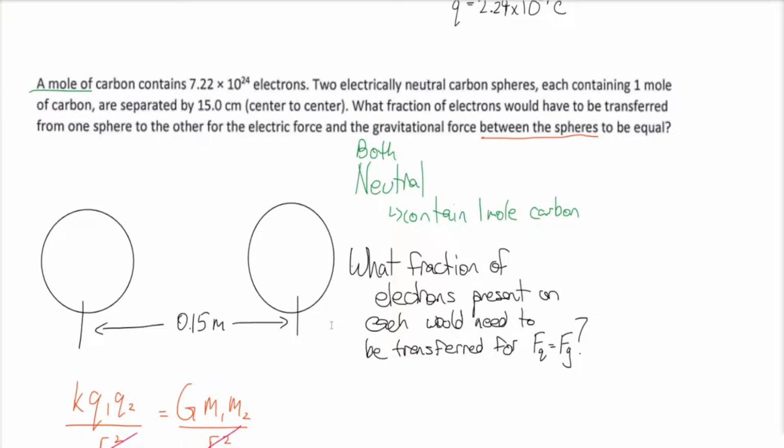Yeah. And they're asking what fraction of electrons would have to be transferred, right? So do you agree that the equation to figure out the fraction, let's say we figure out whatever the charge is, right, then it's going to be over the total charge of all the electrons? Do you agree? Those are the number of electrons that left.